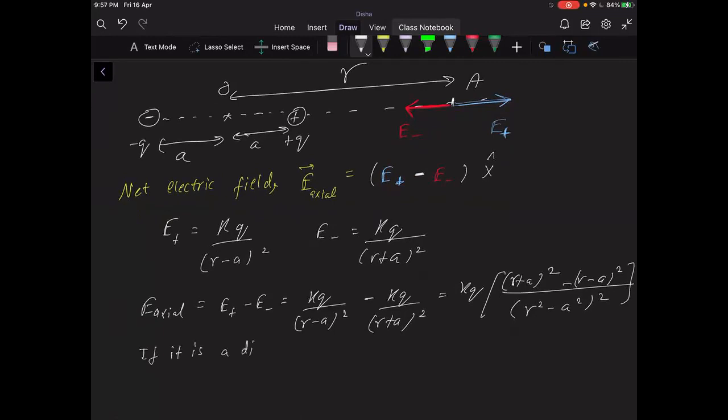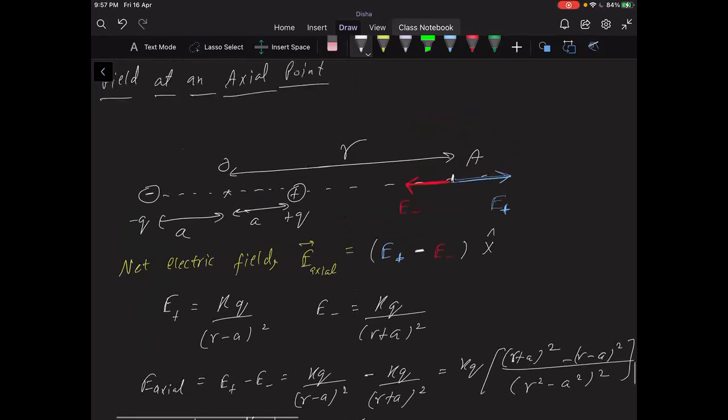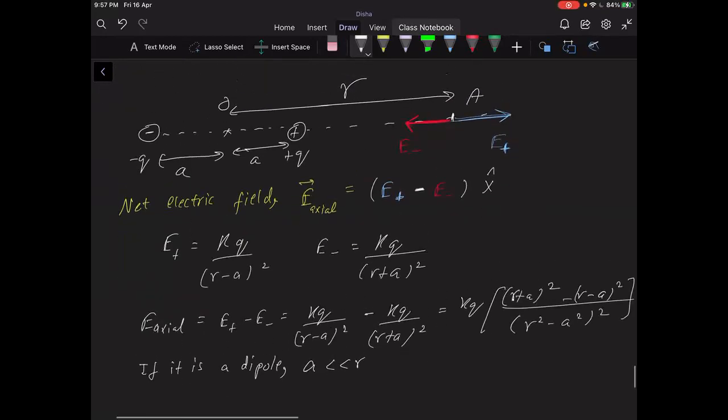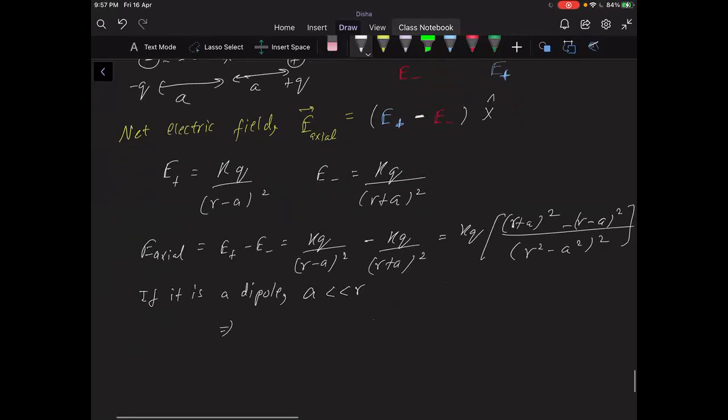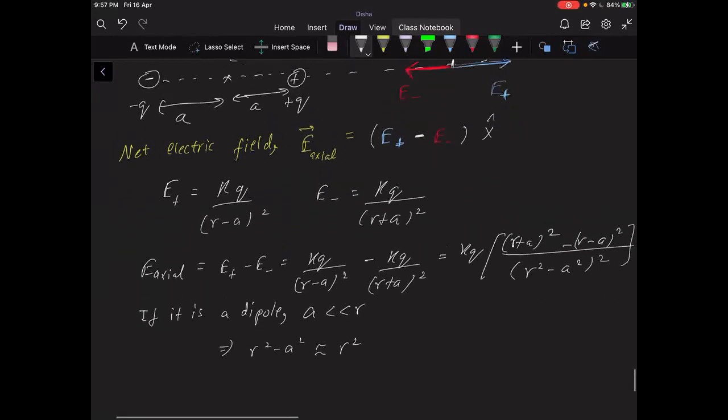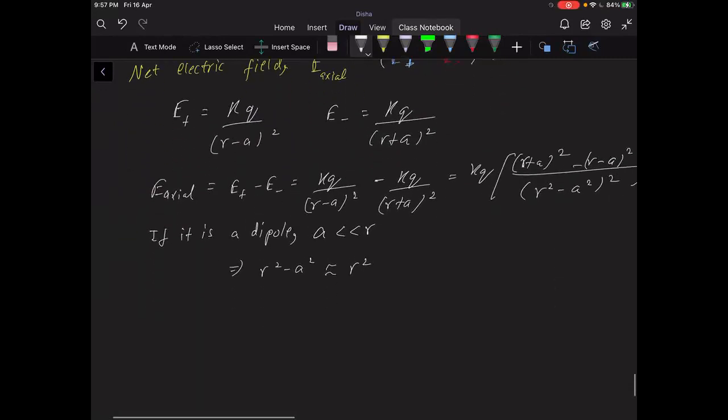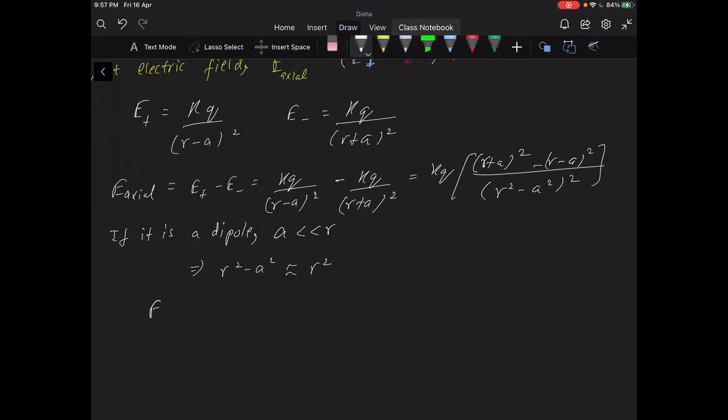or if it has to act like a dipole, then it is absolutely necessary that A should be very, very smaller than R. Are you following? A should be less than R because this is a dipole, so its size should be low. That means R square minus A square is just nearly equal to R square. A is negligible.